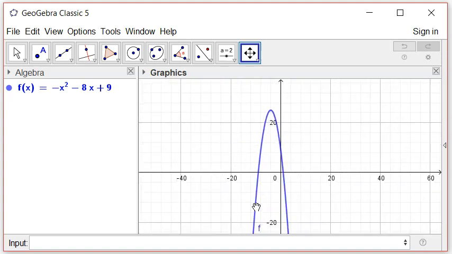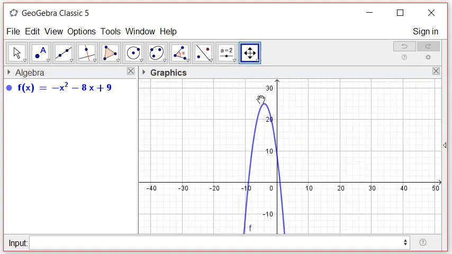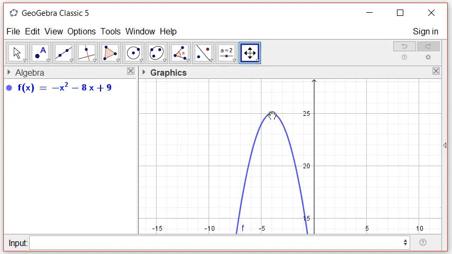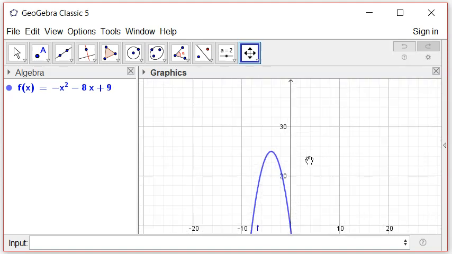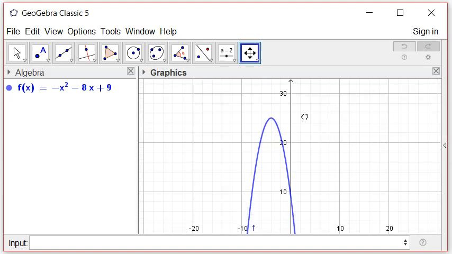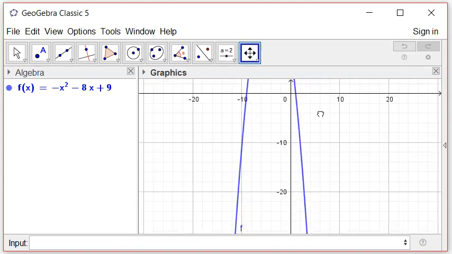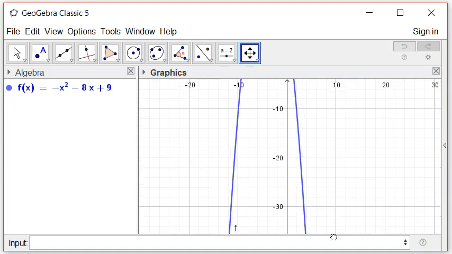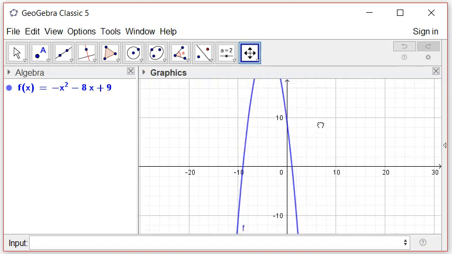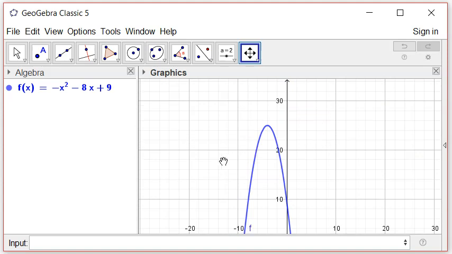This is a downward-facing parabola. As you can see, this number right here is going to be 25. Maybe I should zoom in to see if it's 25 here. You can see that the highest point is 25, but the function can take any number less than or equal to 25. You can keep on going down forever. So therefore, we have a range which is less than or equal to 25.